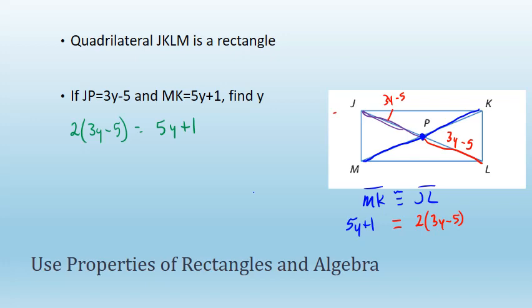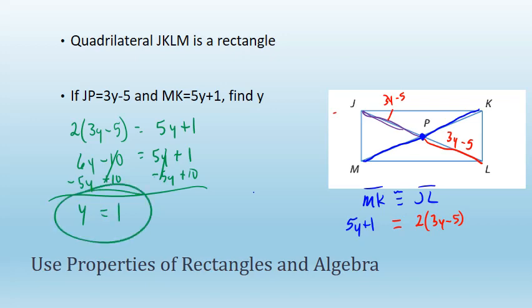Over here on the left, let's distribute this 2, so that's 6y minus 10 equals 5y plus 1. Why don't we subtract 5y from both sides? And let's add 10 to both sides. So over here, 6y minus 5y is going to give me y. Negative 10 and 10 cancel. Positive 5y and negative 5y cancel. And 1 plus 10 equals 11. And shazam, y is equal to 11.